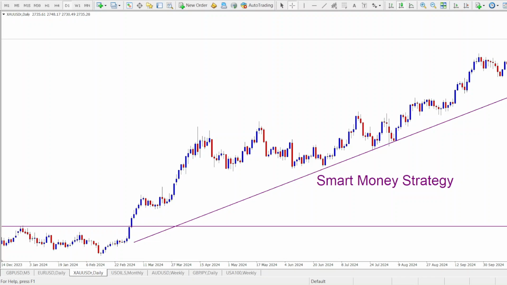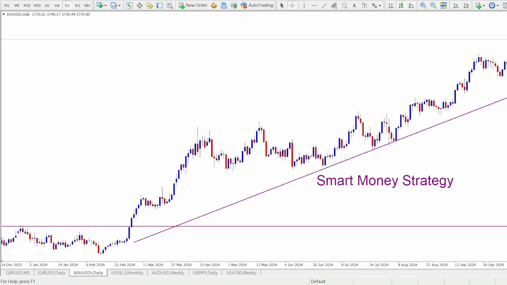Now, how do you identify smart money movements? Now that we know what smart money is and why it matters, let's get into how to actually identify these smart money movements. The first is price manipulation patterns. One of the things to watch out for when you are trying to make use of the smart money strategy is price manipulation. You'll often see moves that trap retail traders.